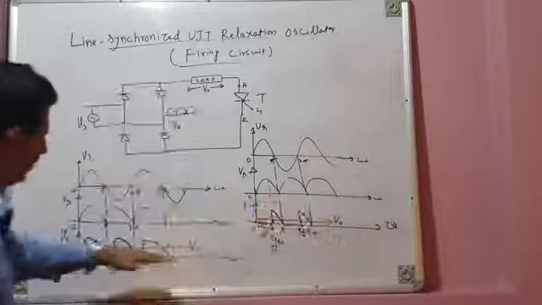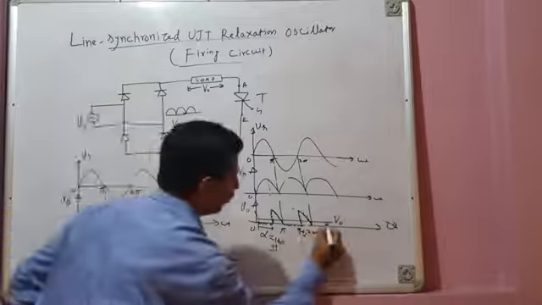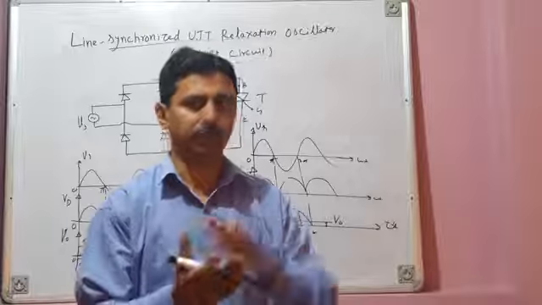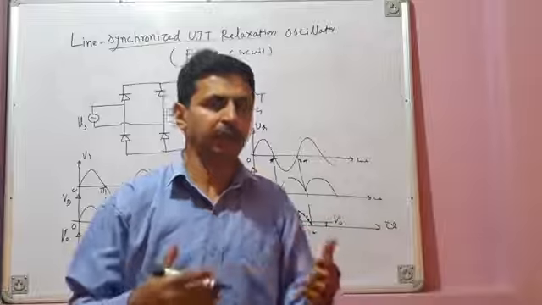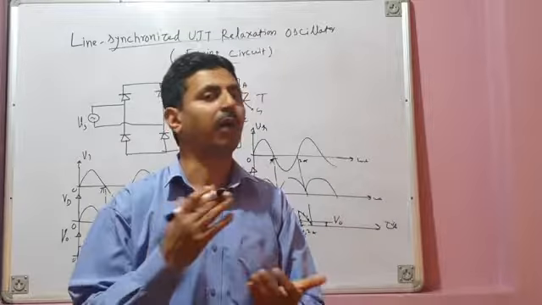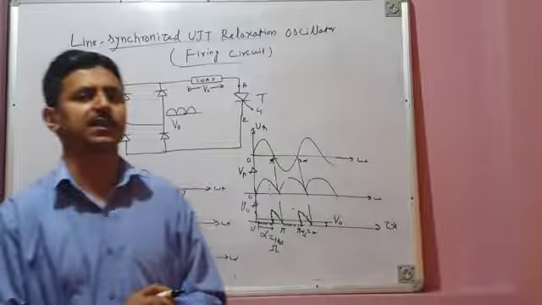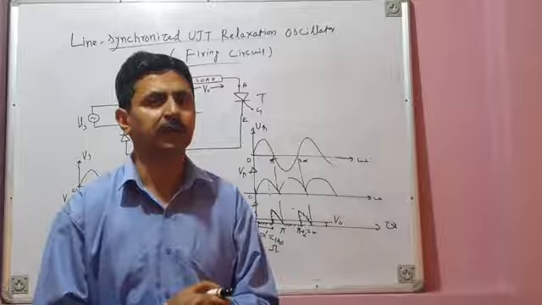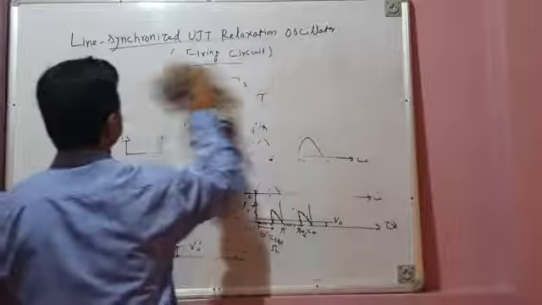See here, the average value of voltage is high. Here, the average value of voltage is lower. Therefore, by controlling the firing delay angle, you can increase or decrease the average voltage across the load, and therefore voltage control and power control is possible. This is how it is done. Let us see how we can use a UJT relaxation oscillator as a firing circuit, a line synchronized UJT firing circuit, for firing of the thyristor.